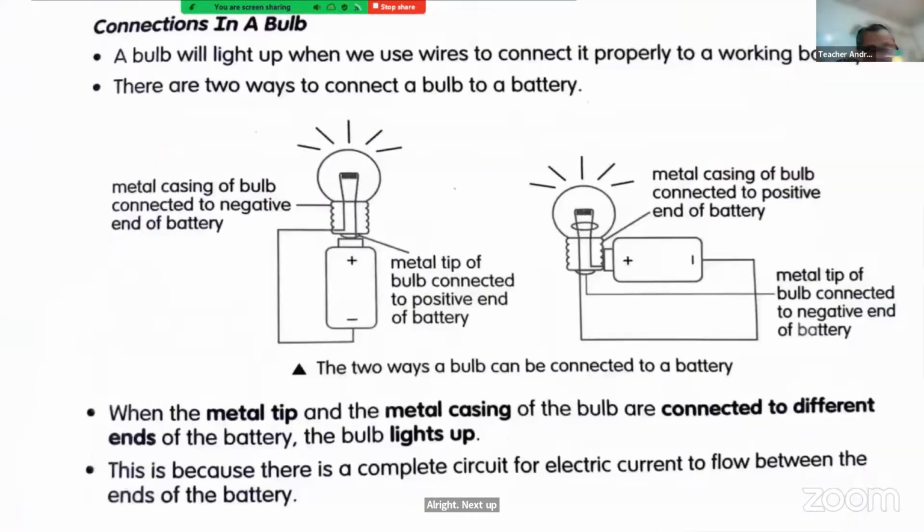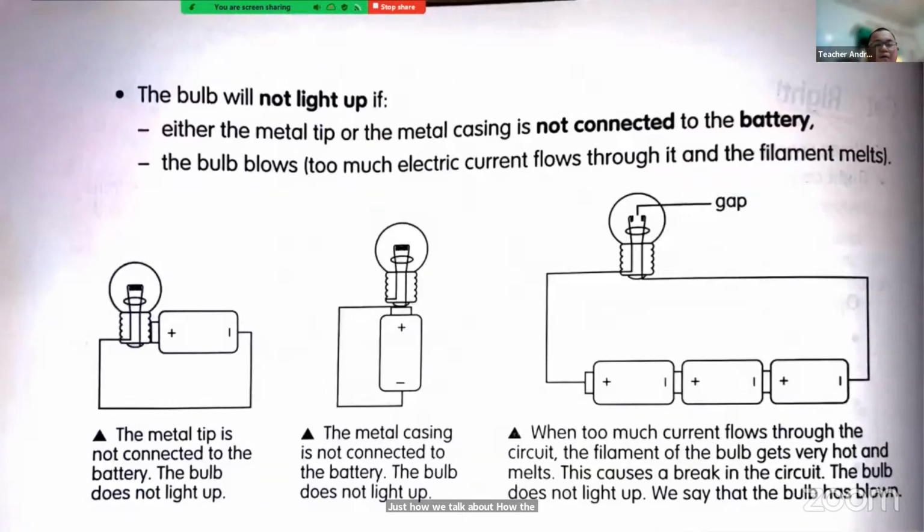Just now we talked about how the bulb lights up. Now look at when the bulb will not light up. There are two ways. Number one, either the metal tip or the metal casing is not connected to the battery. Number two, the bulb blows because too much current flows through it and the filament melts. When the filament melts, there's a gap. When there's a gap, current cannot flow, therefore the bulb cannot light up because it's already spoiled.